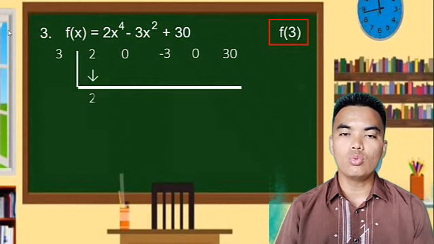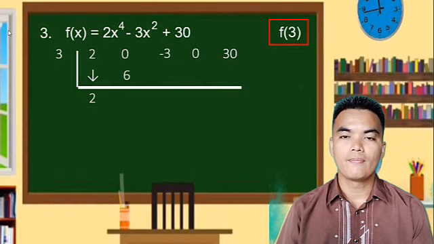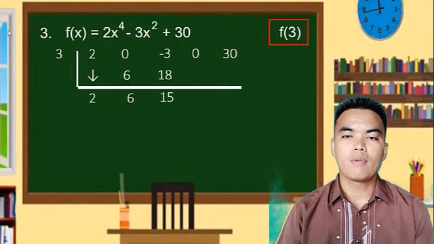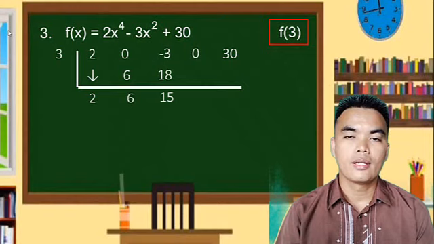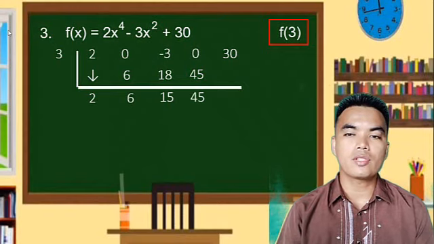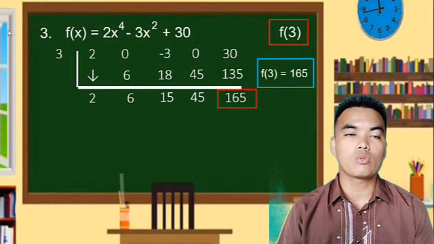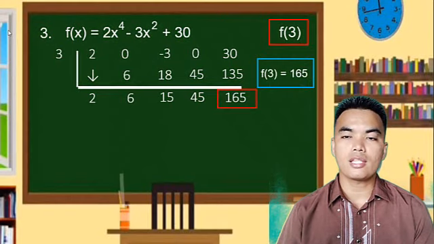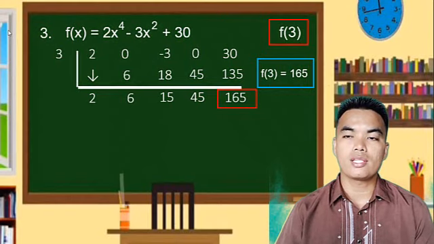We bring down 2. 2 times 3 is 6. 0 plus 6 is 6. 6 times 3 is 18. Negative 3 plus 18 is 15. 15 times 3 is 45. 45 times 3 is 135. 30 plus 135 is 165. So we found out using synthetic division that the remainder of this given function is 165.